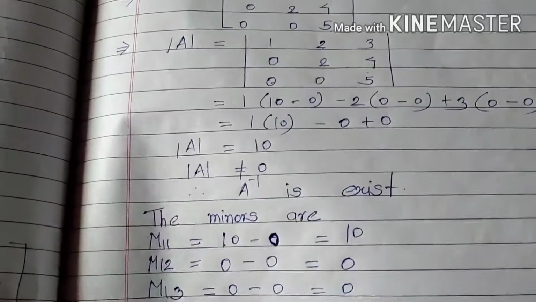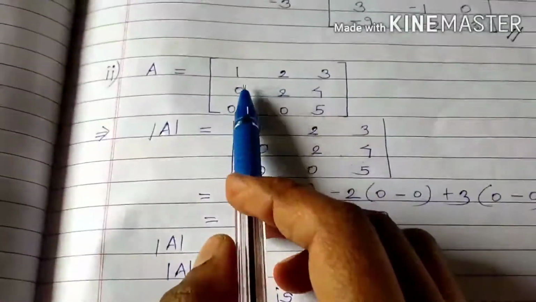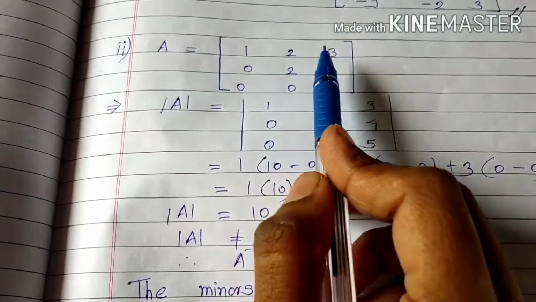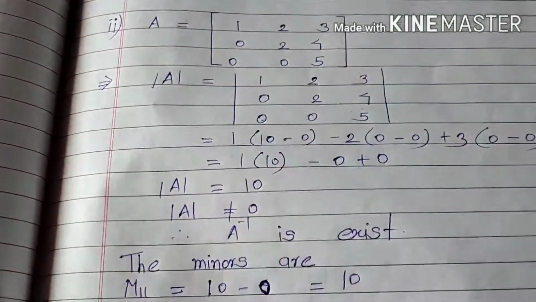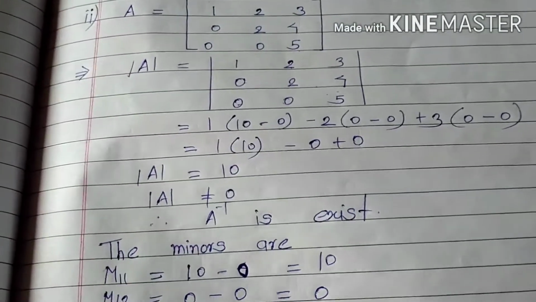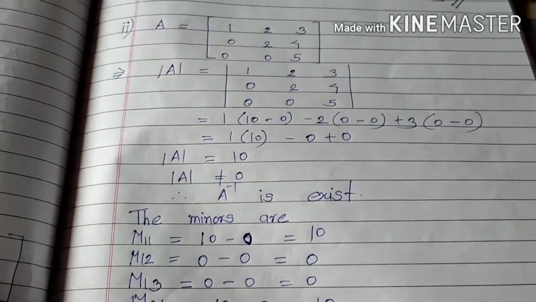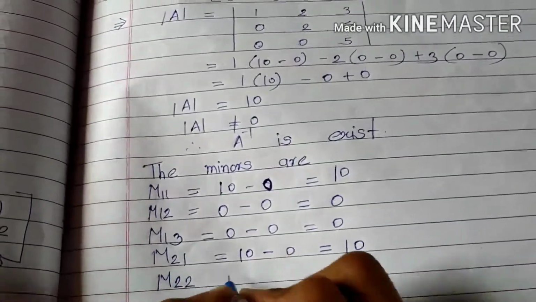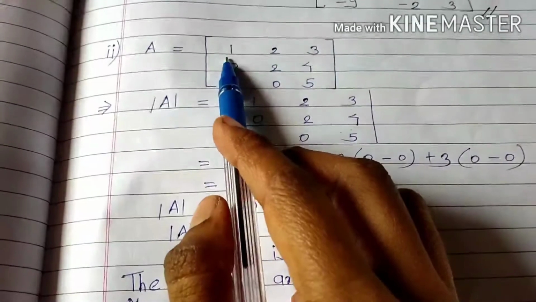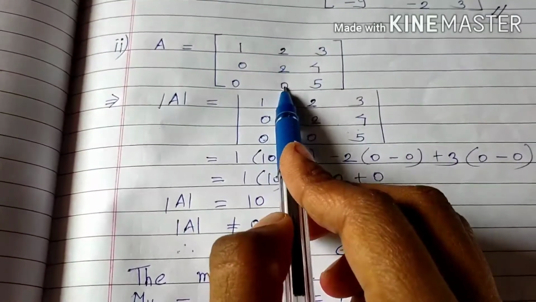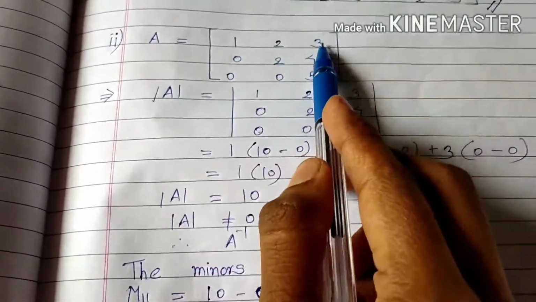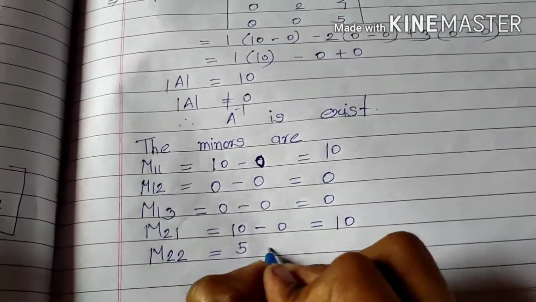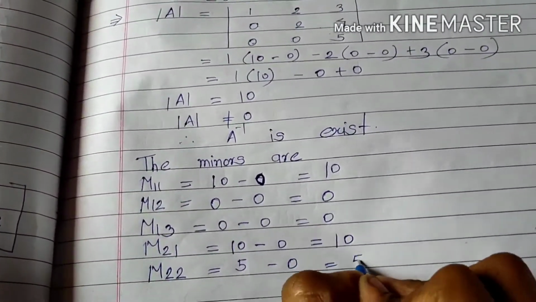Next, M21. Second row and first column: 5 into 2, 10, minus 3 into 0, 0. So 10 minus 0 is equal to 10. Next, M22. After deleting the second row and second column, you get 5 into 1, 5, and minus 3 into 0, 0. So 5 minus 0 is equal to 5.